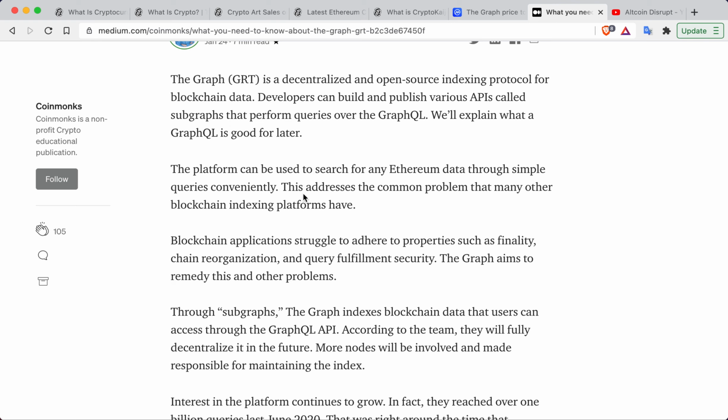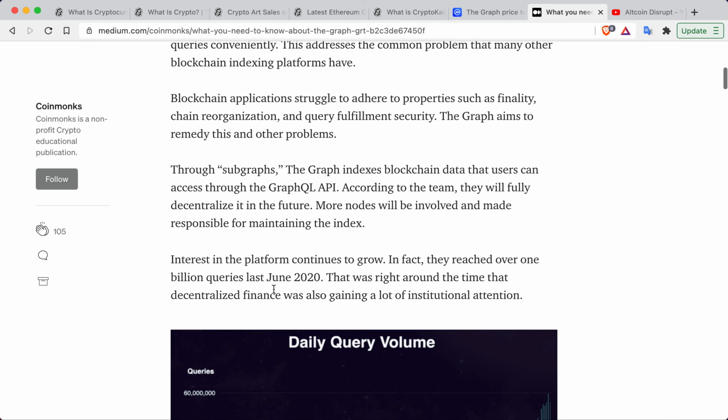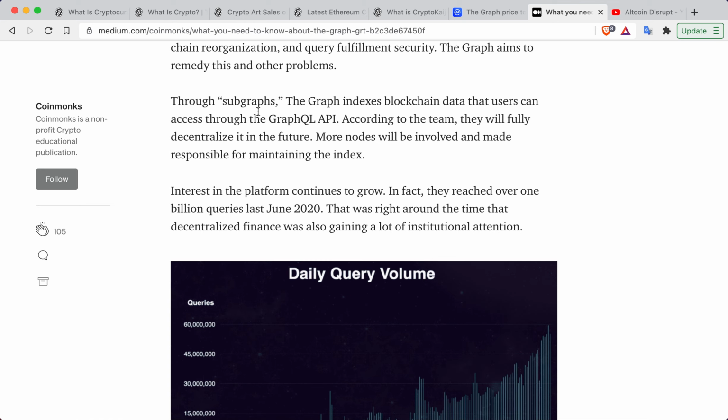This addresses the common problem that many blockchain indexing platforms have. Blockchain applications struggle to adhere to properties such as finality, chain reorganization and query fulfillment security. The graph aims to remedy this and other problems. So that's quite interesting. Through subgraphs, the graph indexes blockchain data that users can access through the GraphQL API.